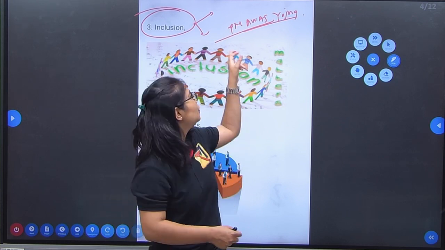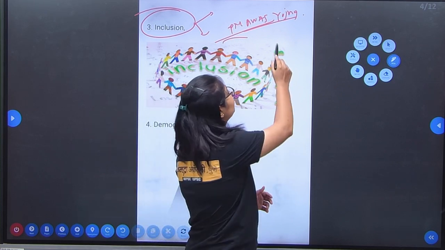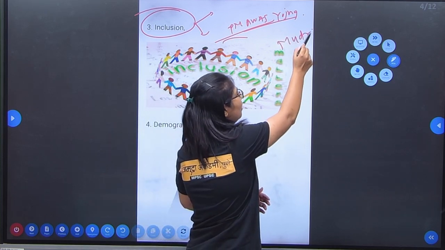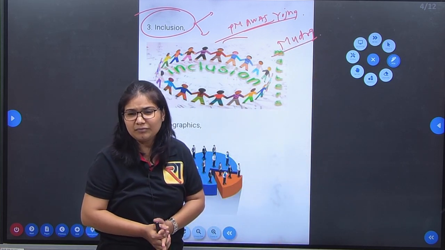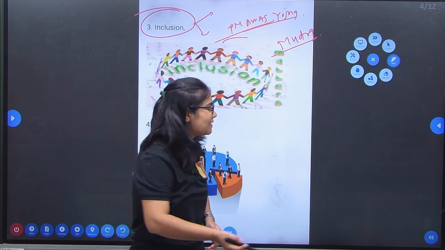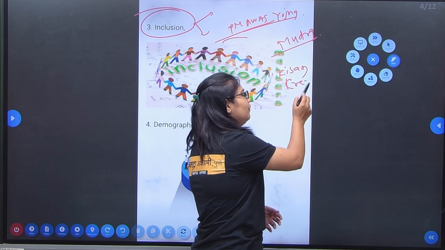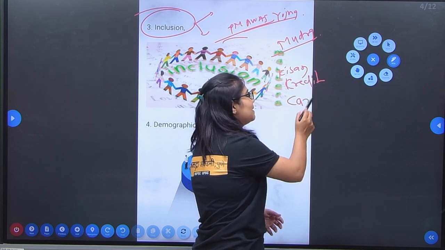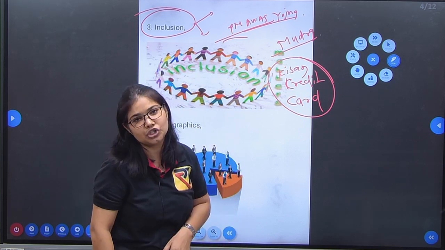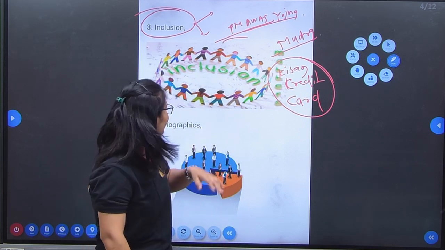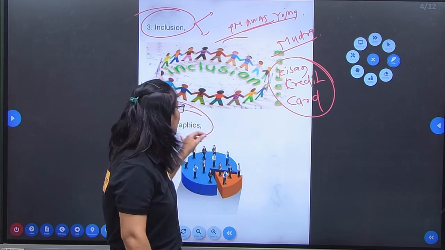So, in the inclusion sector, we have to learn different schemes like Mudra Yojana. You must have heard about it. What is it? We will discuss in the subsequent lectures. Mudra Yojana, right? You must have heard about the Kisan Credit Card. We will learn all these schemes in the subsequent lectures. Okay? This is included in the section of inclusion, right? The next part, again a most important part, is demographics.